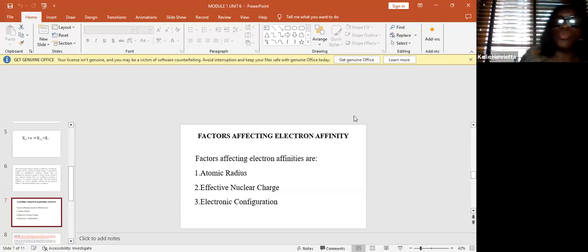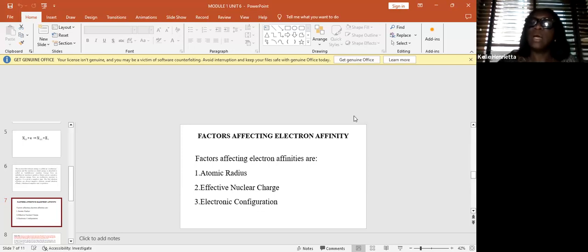Now, if we want to summarize it in terms of atomic radius, it means that as the atomic radius is small, the nuclear charge will be more on the valence shell, so that the incoming electron is strongly attracted, leading to a large release of energy during the attraction of that electron into the valence shell.